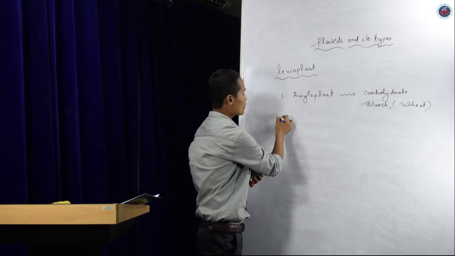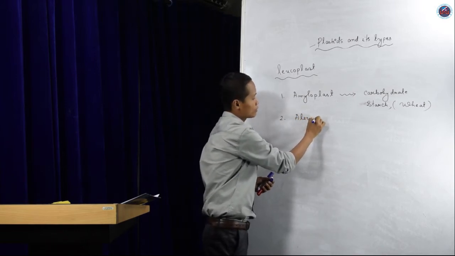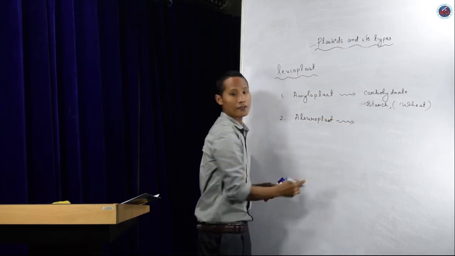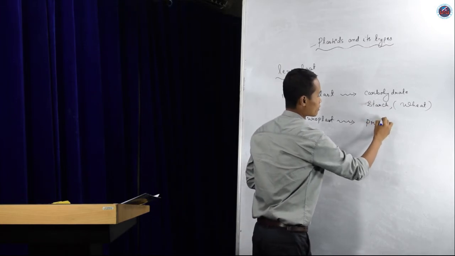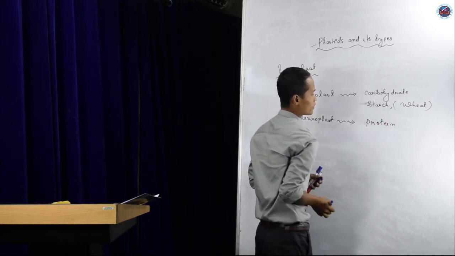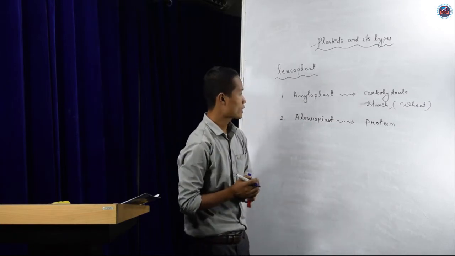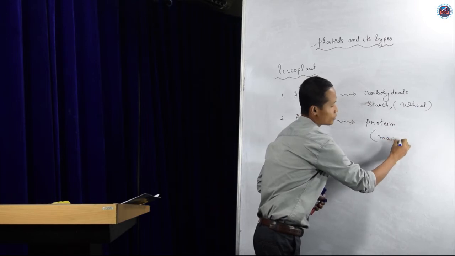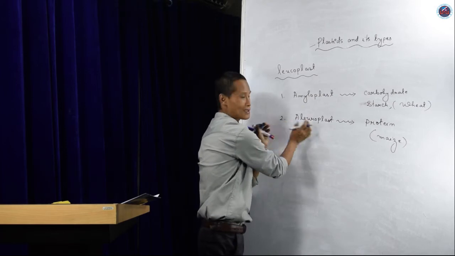Now, the second one is Aleuroplast. These are responsible for the storage of protein. For the storage of protein, these plastids are responsible. Example like maize. In maize, you will find protein, and it's because of this plastid.